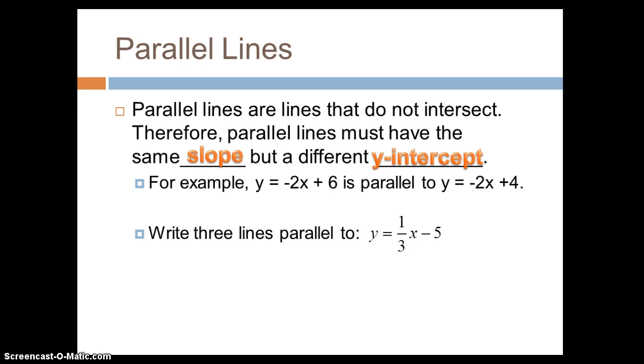If they're parallel, they're going to continue to rise and run at the same rate as another line, so it's got to have the same slope. So for example, y equals negative 2x plus 6 is parallel to y equals negative 2x plus 4. Both of them have the slope of negative 2, therefore they're parallel. I want you to write 3 lines parallel to y equals 1/3 x minus 5. Now there are an infinite number of correct answers, so I just want you to write 3 of them.